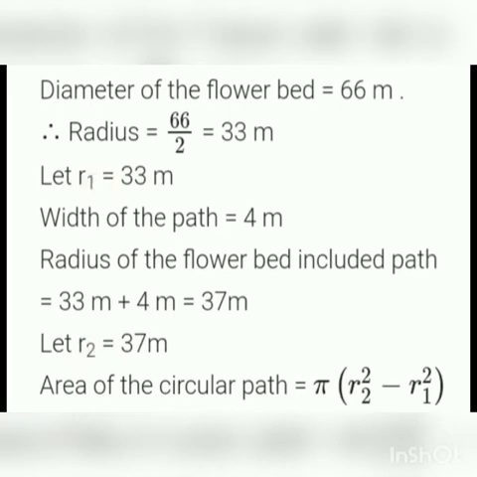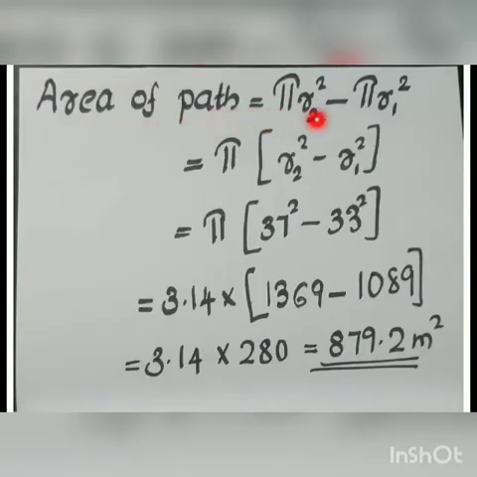Now, in order to find the area of the path, we find the area of the larger circle and the area of the smaller circle and subtract. The area of the circular path is pi R2 square minus pi R1 square. How are we getting that? Pi R2 square is the area of the larger circle, pi R1 square is the area of the smaller circle. Here pi is common, so taking pi outside, R2 square minus R1 square. R2 is 37 square, R1 is 33 square. 37 square means 37 into 37, 33 square means 33 into 33.